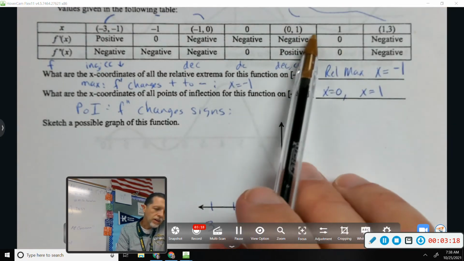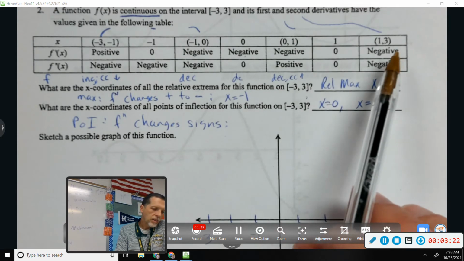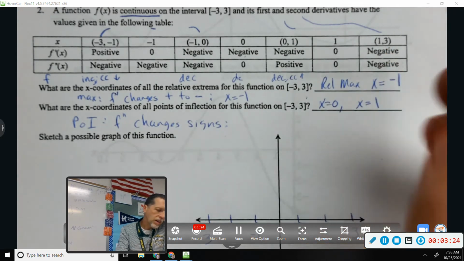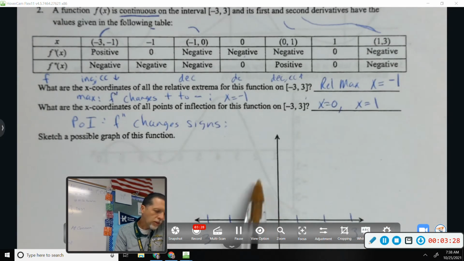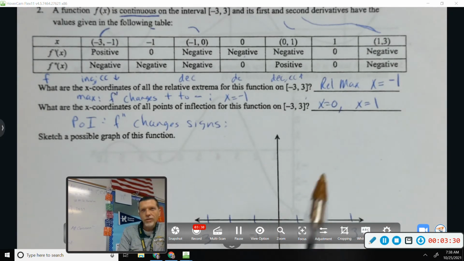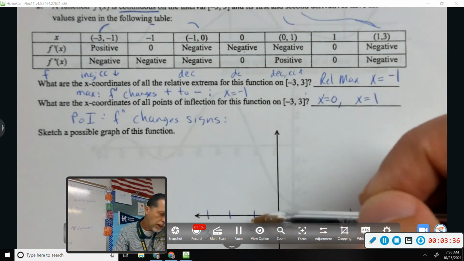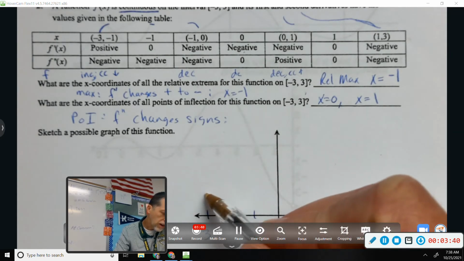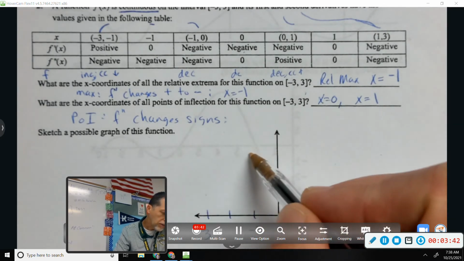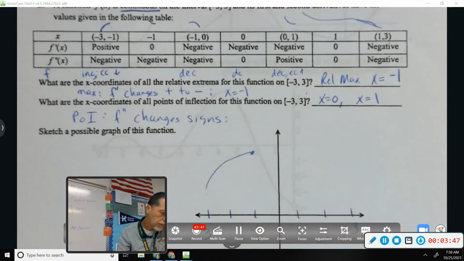And then, I sort of already sketched the rest of it. It's flat, and then decreasing, concave down. I guess what's tricky is I don't have any y values to attach this to, so where this is up and down is not going to matter. So from -3 to -1, we are increasing. At -1, we reach a maximum, something like that.